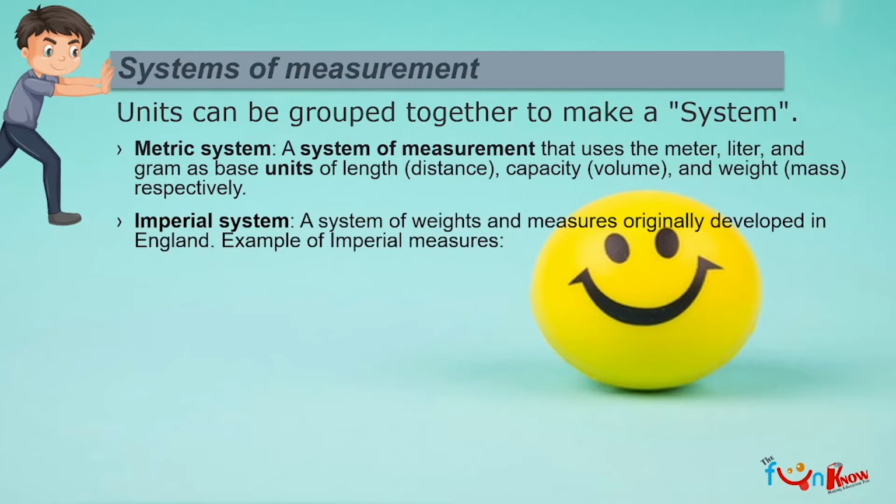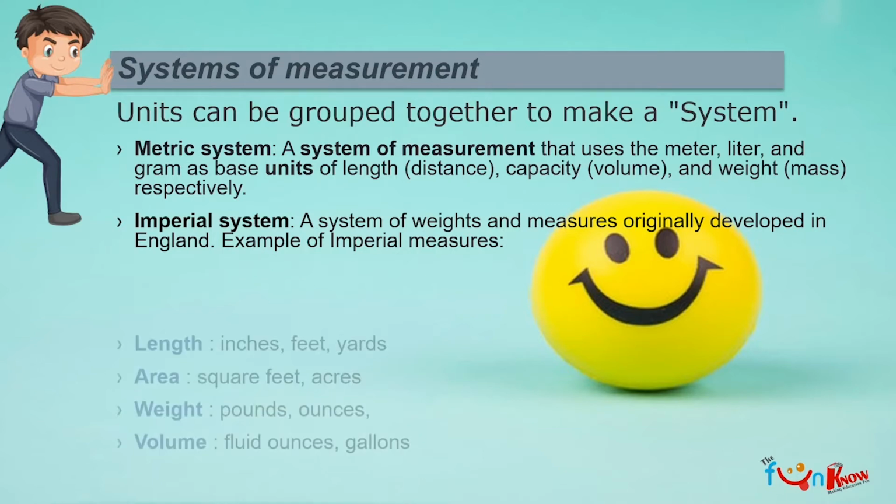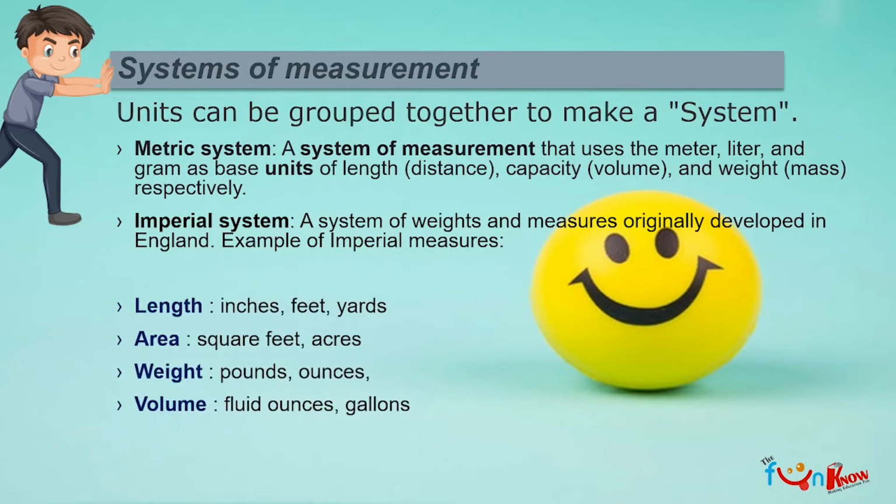The next type of system we have is the imperial system. A system of weights and measures originally developed in England is known as the imperial system. Let us have an example and see what is the difference between the metric system and the imperial system.